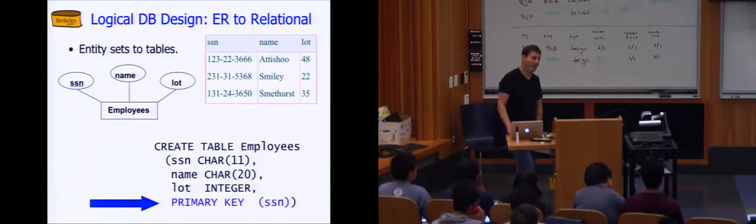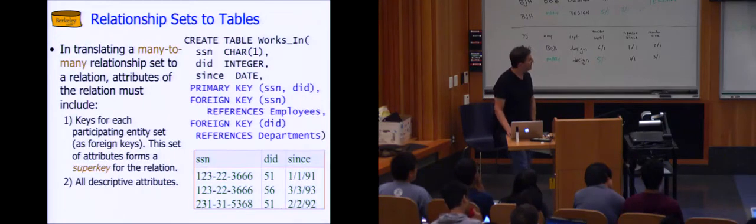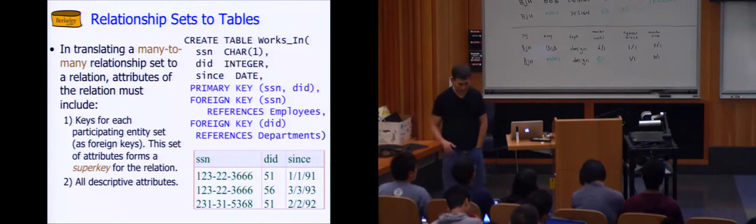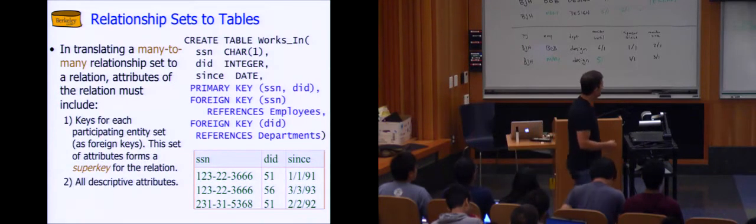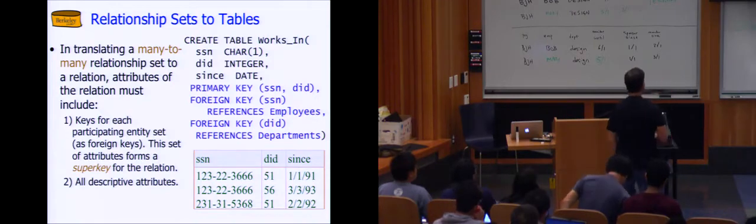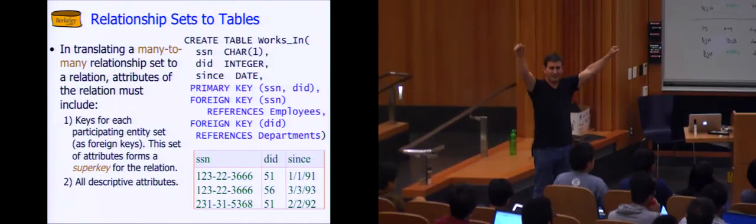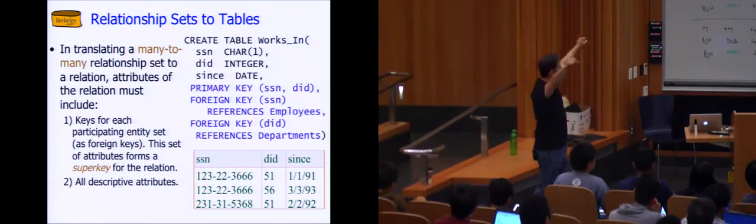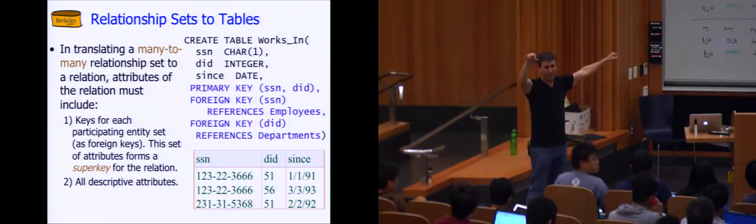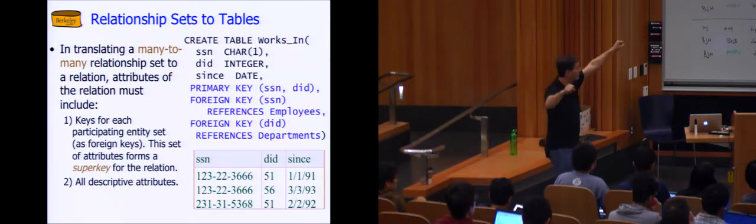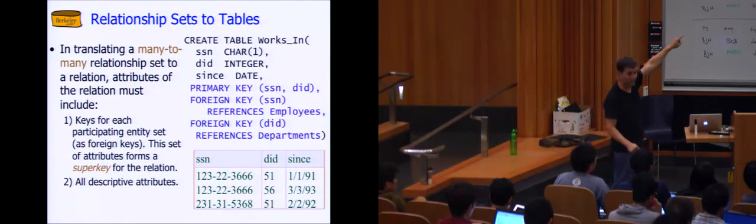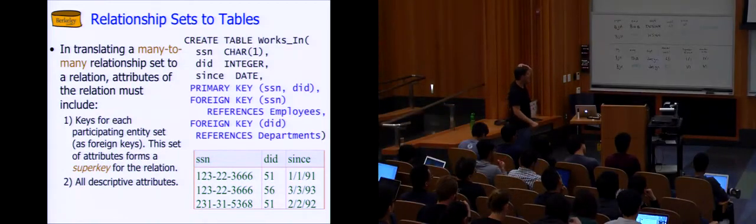Well, if it's many to many, it's pretty simple. We're going to create a table for the relationship set, like works in. And what does this table have to have? It has to have the keys of the entities that it's connecting. So the works in relation has to talk about an employee and a department. So it'll have the key of the employees table and the key of the departments table, social security number and department ID. It will also have whatever attributes the relationship set had, like since.